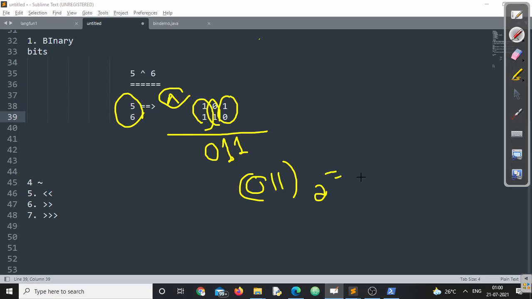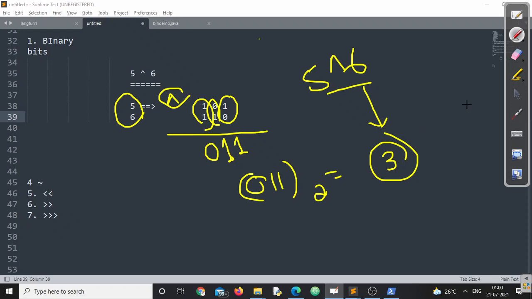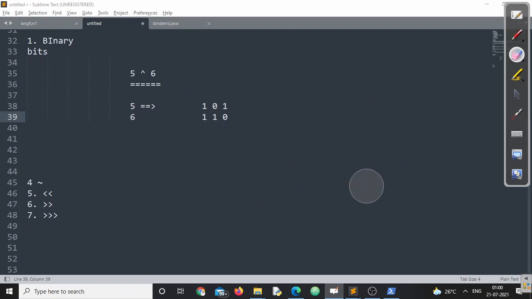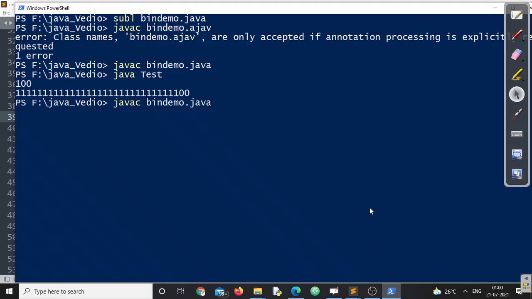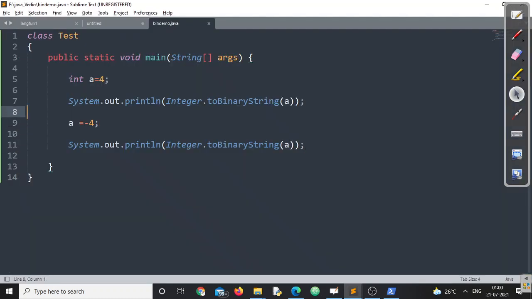If we convert this one into decimal, the number will be 3. So if I operate 5 exclusive or 6, definitely I am going to get the number 3. Let us cross check with your Java compiler. These are very simple. You just need to remember the rules that we are using. Otherwise, these operators are very easy to understand, right?